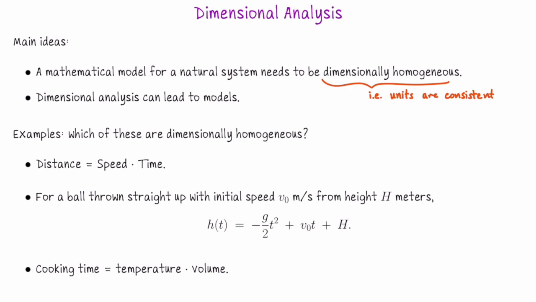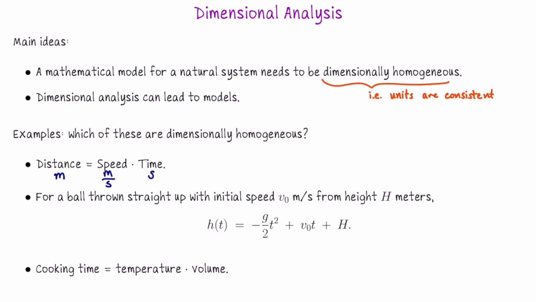Okay, so the first one is distance equals speed times time. So here I'm just imagining I'm driving a car straight down a road. How far you go is how fast you were going times how long you were driving. Let's make sure that those units make sense. I don't know if I'm measuring here in feet or meters or miles or what have you. Let's just say meters. So let's suppose I measure distance in meters, speed then in meters per second, and time in seconds.